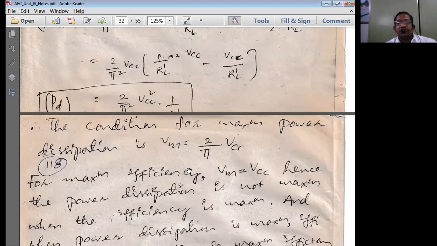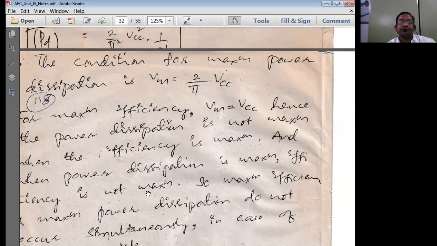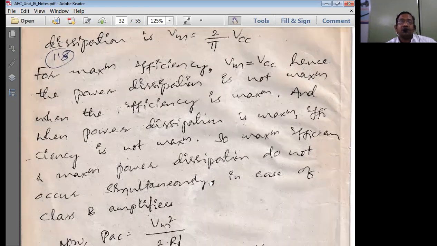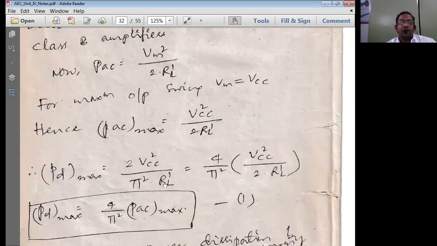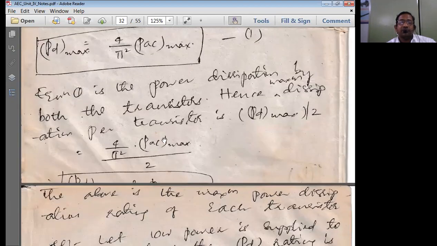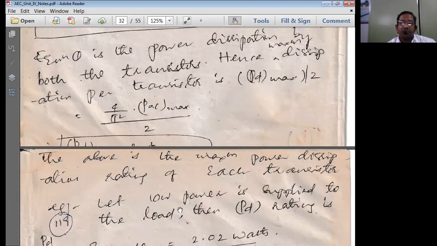Now what is the condition for maximum power dissipation? The condition is VM is equal to 2 by pi into VCC. There is a difference between the maximum power dissipation equation and the condition for maximum power dissipation. So the condition for maximum power dissipation is VM equal to 2 by pi into VCC. So these are the equations which we have to really look into in the case of the class B type of power amplifier circuit.